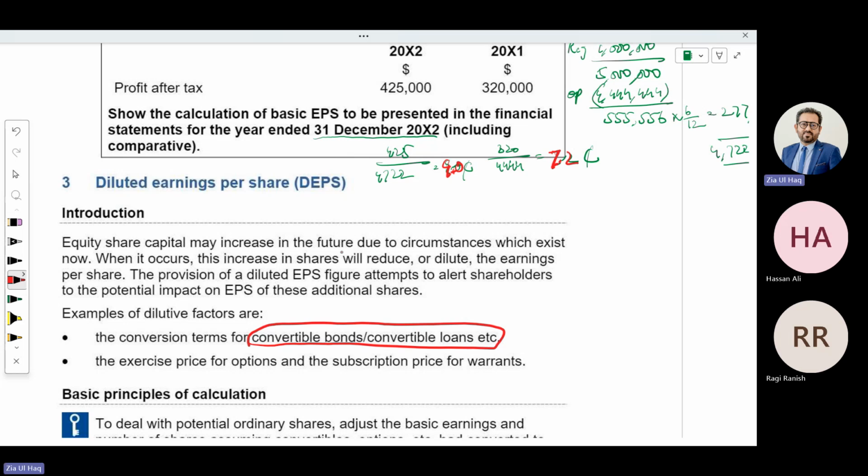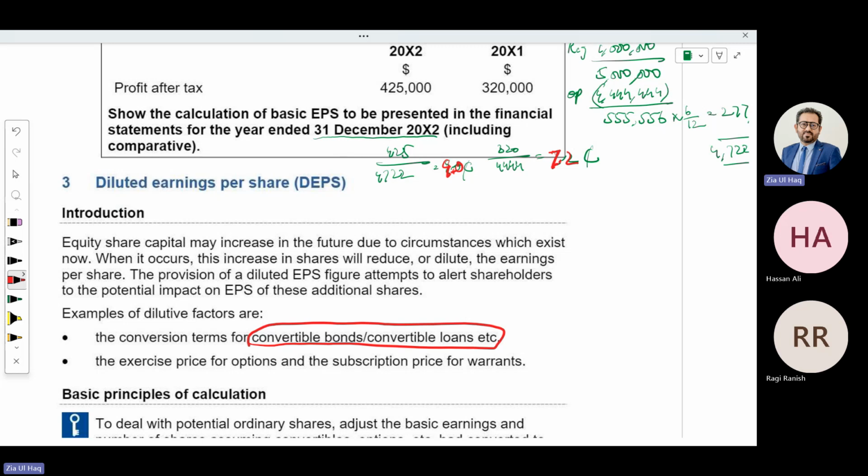Equity share capital may increase in future due to circumstances which exist now. Circumstances: we issued a convertible bond. We signed a contract with them. Either you can take the loan amount or you can take shares. When it occurs, this increase in shares will reduce or dilute the earning per share. The provision of a diluted EPS figure attempts to alert shareholders to the potential impact on EPS of these additional shares. How EPS can dilute means how the number of shares in future can increase.